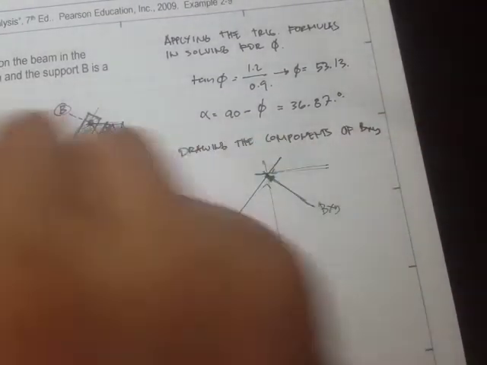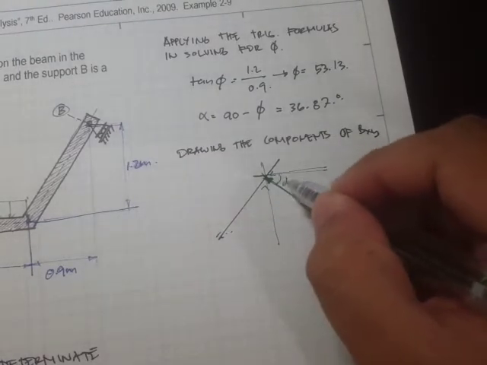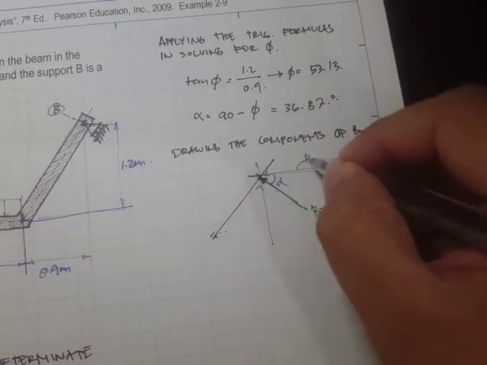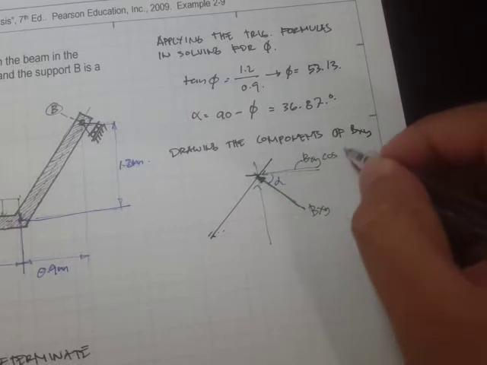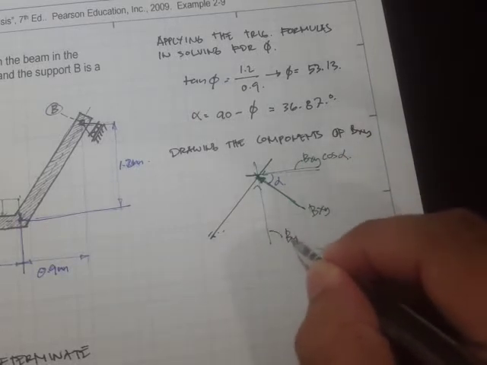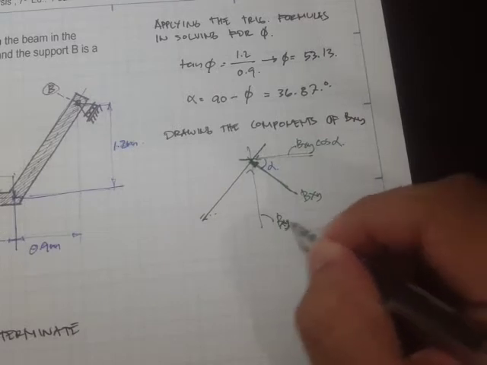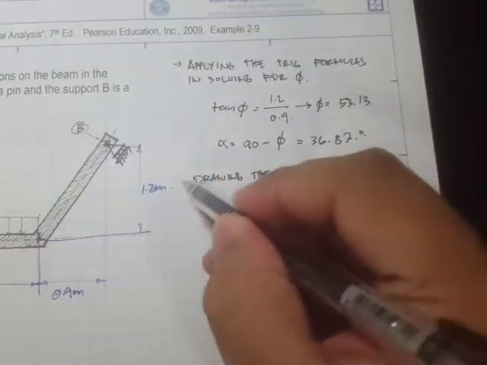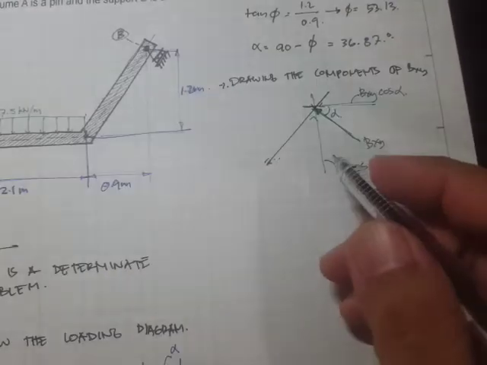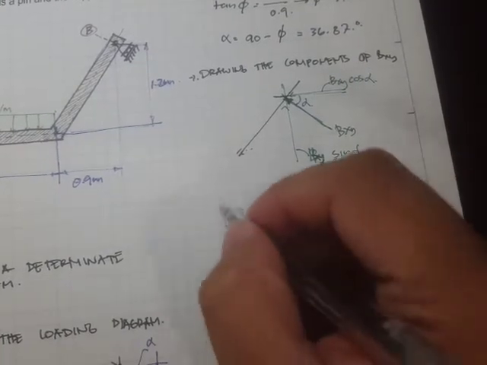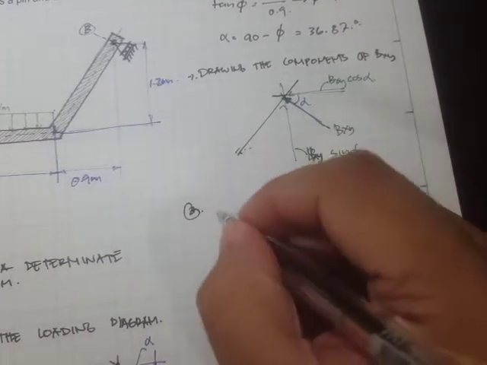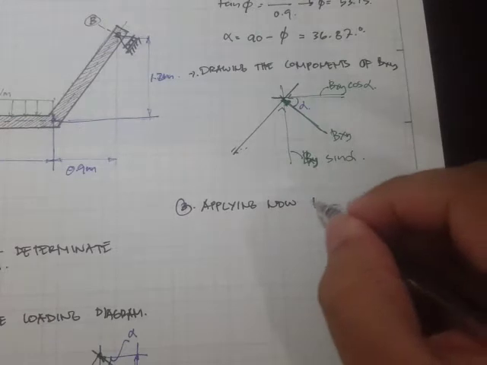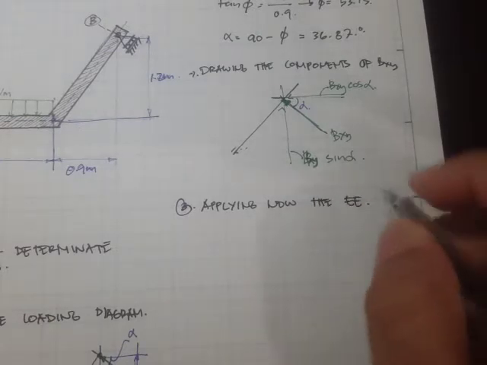Since this is our angle alpha, with respect to this angle alpha, this one is BXY cosine alpha, and this one is BXY sine alpha. Okay, so now I guess we are good to go. Let's apply now the equilibrium equation.